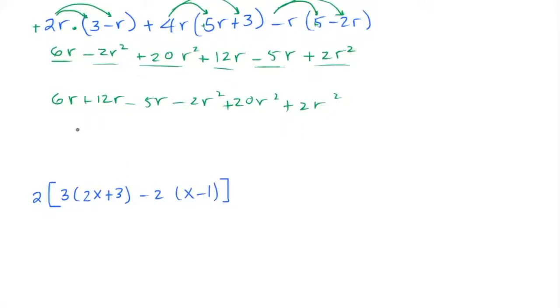6 plus 12 is 18r. Oh, forgot the 5. So 6 plus 12 is 18, minus 5 is 13r. Minus 2r squared plus 20r squared. So minus 2 plus 20 is plus 18, plus 2, again, so positive 20, plus 20r squared.